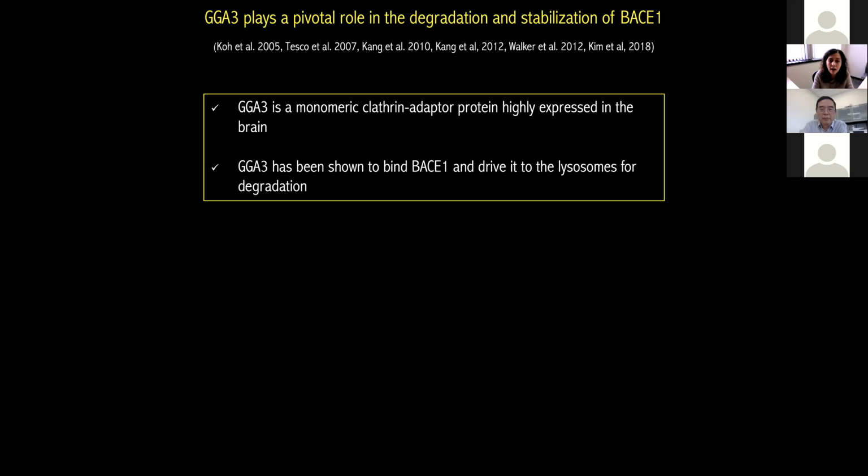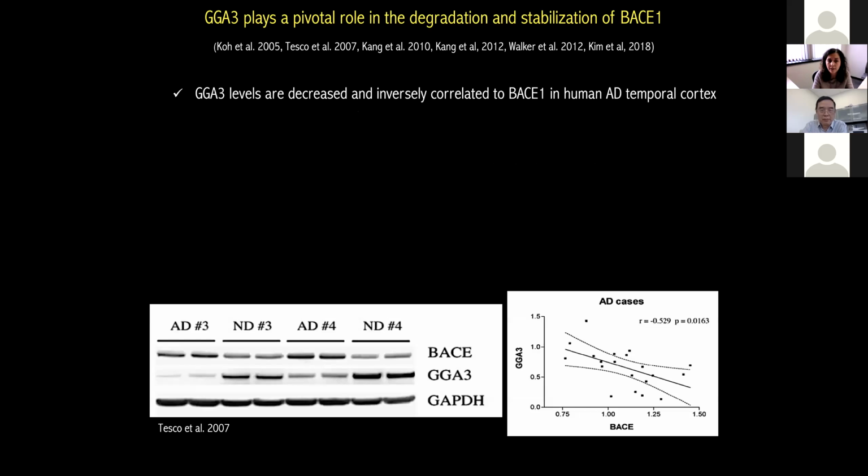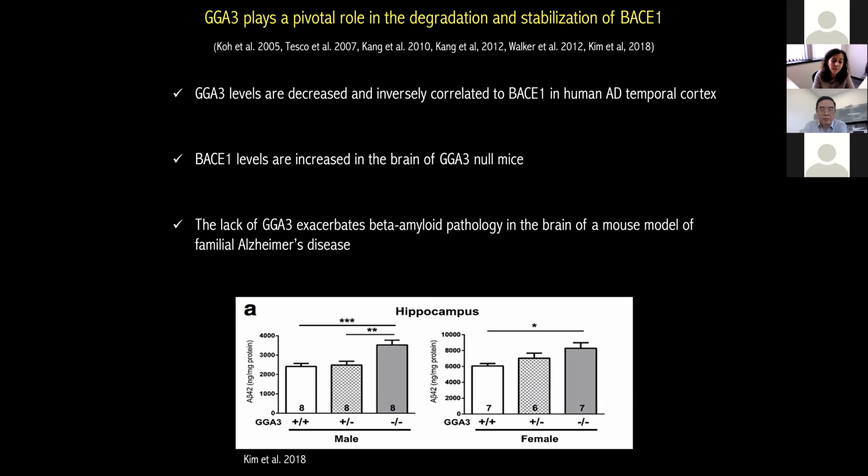Through the years, our labs accumulated evidence about BACE1 and Gga3. We now know that Gga3 levels are decreased and inversely correlated to BACE1 in human AD temporal cortex. We do know that BACE1 levels are increased in the brains of Gga3 knockout mice. And recently, my colleague Won-Hee Kim described that the lack of Gga3 exacerbates beta-amyloid pathology in the brain of a mouse model of familial Alzheimer's disease.